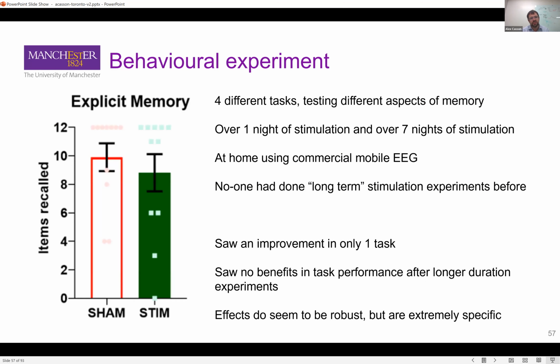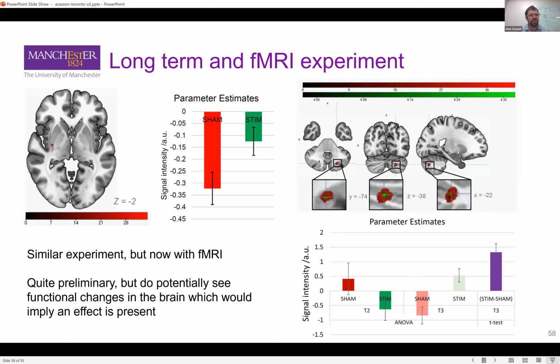In terms of the behaviorals, I think we've still got more work to do here. What we found, like a lot of other labs, is that we do find changes in memory performance, but they're very, very specific. It's not across the board. You change the task slightly and the effect goes away. But it does seem to be relatively robust for certain types of tasks. And we've got a little bit of fMRI evidence to help support such a view, doing some longer term studies, with multiple nights of stimulation.